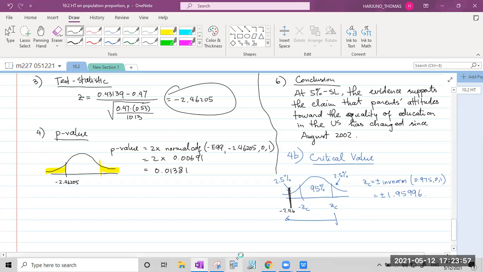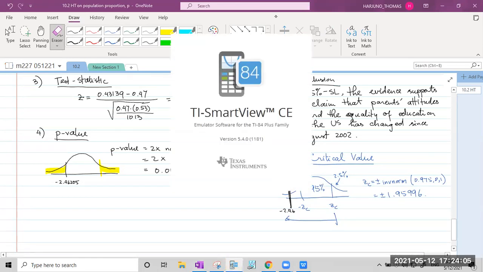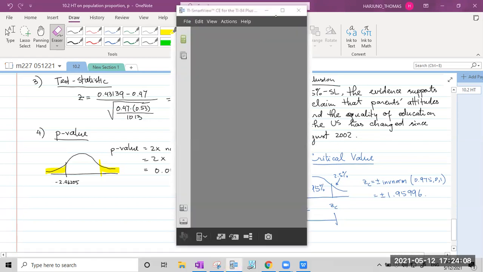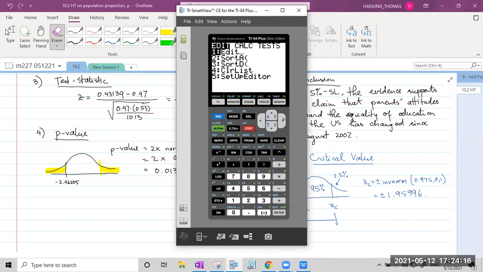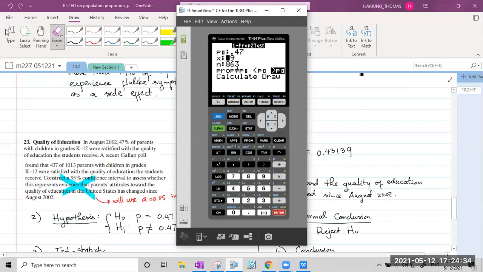Our last part, just to confirm if I get the same result: STAT, TEST, one proportion test. The p naught is 0.47. The X is, I need to see my notes here, 437 out of 1013. And we test against two-tail. Calculate.